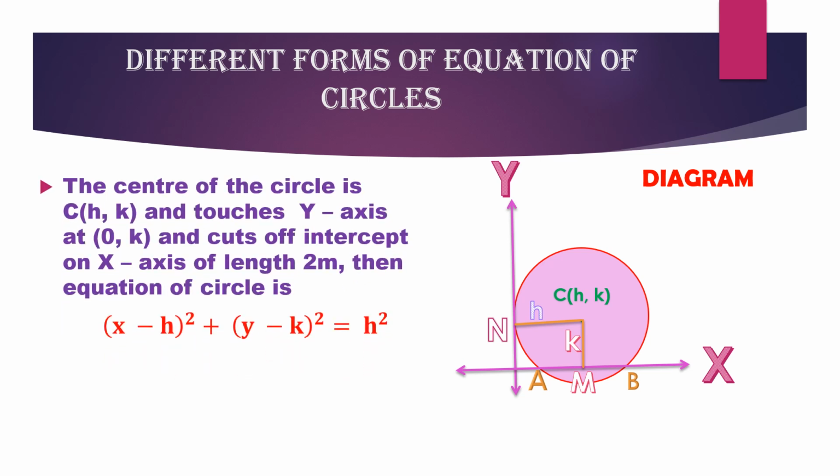Then the equation of circle is (x − h)² + (y − k)² = h². Here h equals the square root of k² + m².